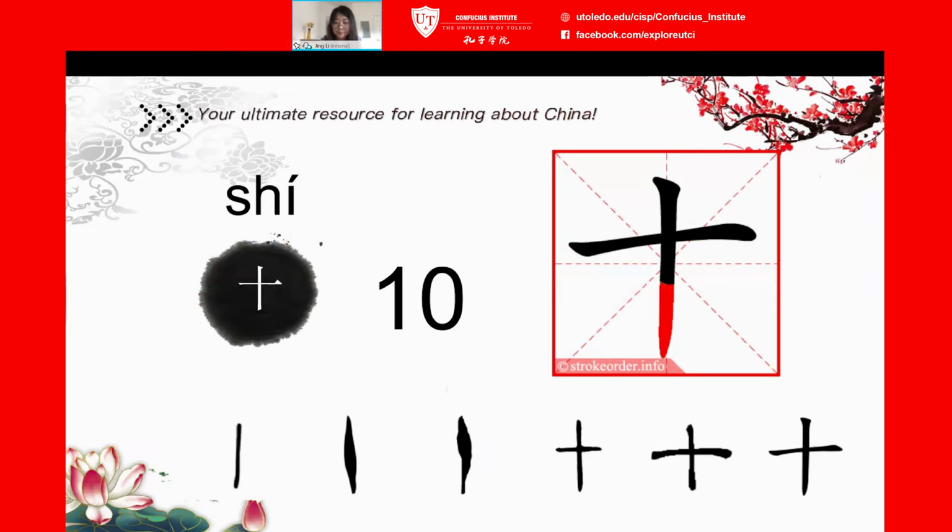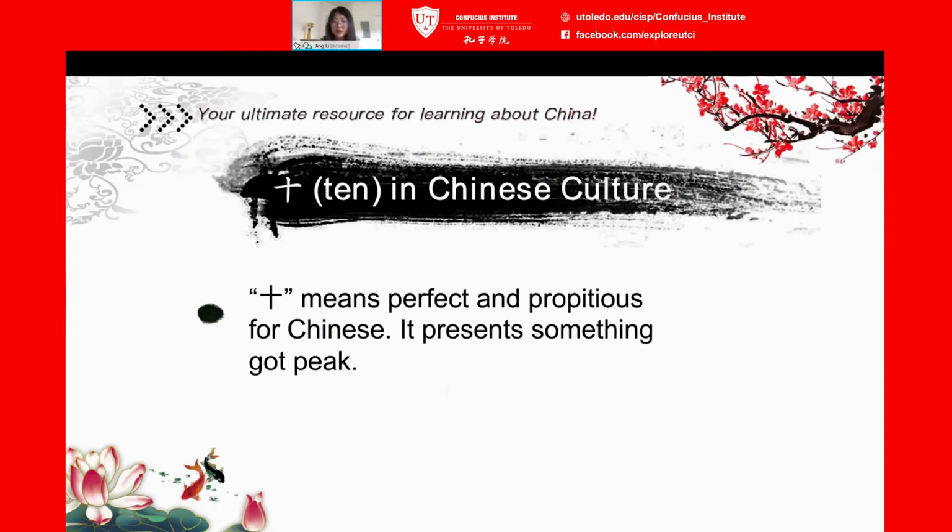What's the meaning of the 10? It means perfect and propitious for Chinese. It represents something God picked. So it's a good number too.